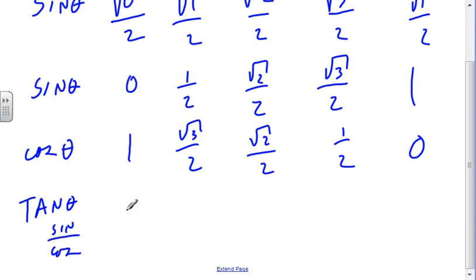So sine divided by cosine is 0. Sine divided by cosine is square root of 3 over 3. When I rationalize the denominator, that's going to be 1. And this is going to be the square root of 3. And that's going to be infinity because I'm dividing by 0. And that's the memory device that I use. If I don't remember those things, that's how I'm going to get them.